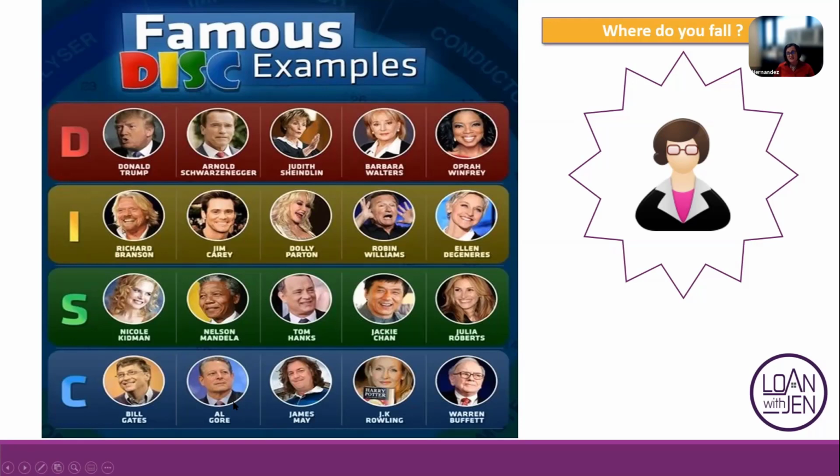Now the C's, remember, they're more like engineer-like, numbers, to the point, very specific. They probably just eat Excel spreadsheets for breakfast. Bill Gates, Al Gore, James May, J.K. Rowling, and Warren Buffett. So now that you can imagine some of the people that you probably recognize and know, that kind of helps you understand a little bit more, just quickly, about the DISC. Okay.